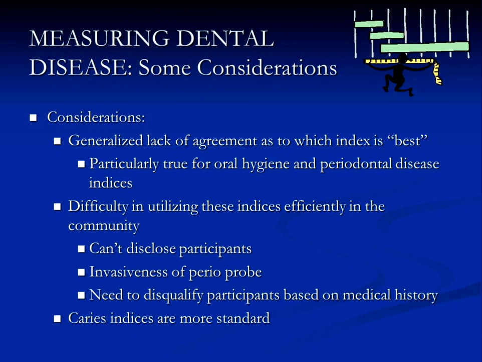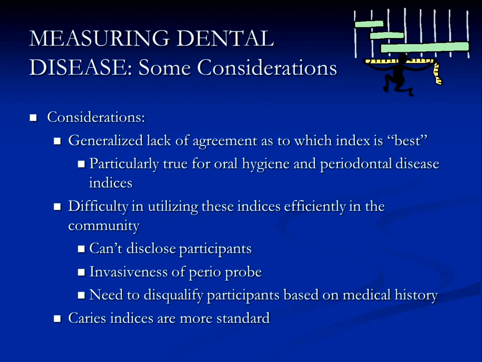There's some difficulty utilizing these in the field within the community. Some of these indices, you'll see, want you to disclose the participants, or they want you to air dry the mouth and then collect the data, or they utilize a perio probe to collect the data. So some of those are a little bit more difficult to use out in the community. Let's say we're collecting data in an elementary school gym. It'd be really hard to set up an air water syringe there. So some of these indices are a lot easier to use out in the field than others.